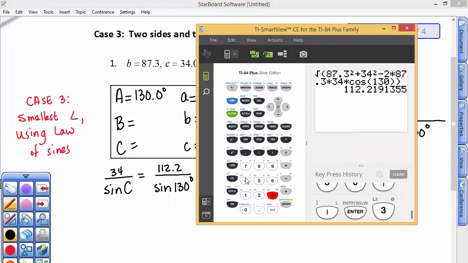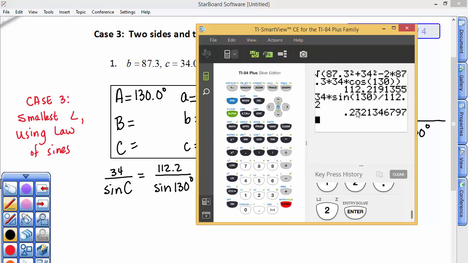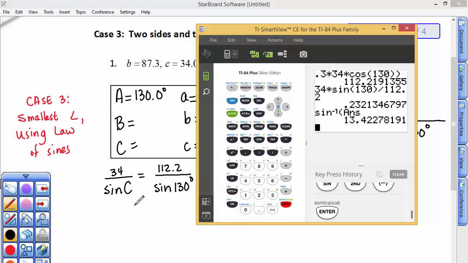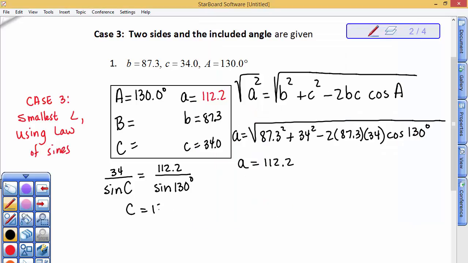So we'll take 34 times the sine of 130, close the parentheses, divide by the 112.2. And then remember, that's a ratio for the sine of an angle. That doesn't look like an angle, does it? So go second sine, second answer, and we find out that angle C is 13.4 degrees.